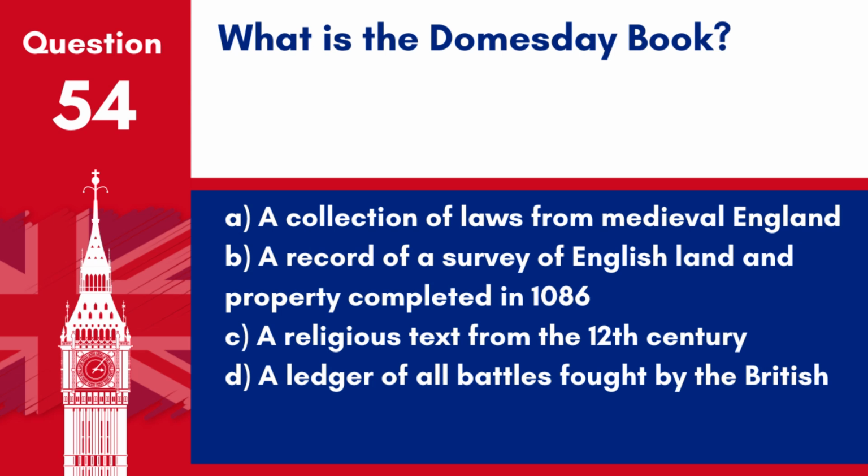Question 54. What is the Domesday Book? A. A collection of laws from medieval England. B. A record of a survey of English land and property completed in 1086. C. A religious text from the 12th century. D. A ledger of all battles fought by the British. Answer B. A record of a survey of English land and property completed in 1086. The Domesday Book is a comprehensive record of land and property across much of England, completed in 1086 on the orders of King William the Conqueror.